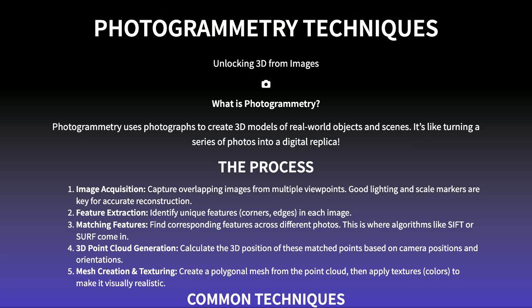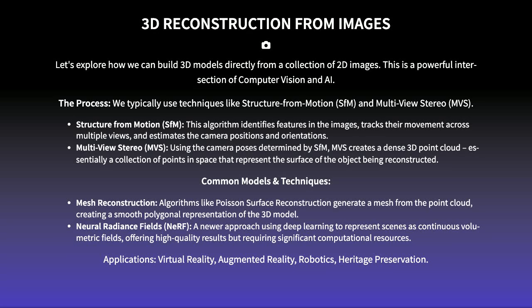It's commonly used in fields like archaeology, surveying, and robotics because it allows us to capture the real world digitally without needing specialized equipment. Structure from motion and multi-view stereo are two main techniques used. Think of SFM as figuring out where the cameras were when they took each picture, while MVS then fills in all the details.